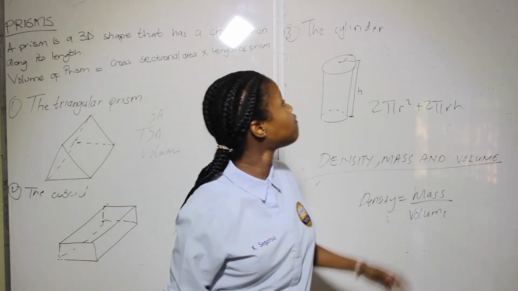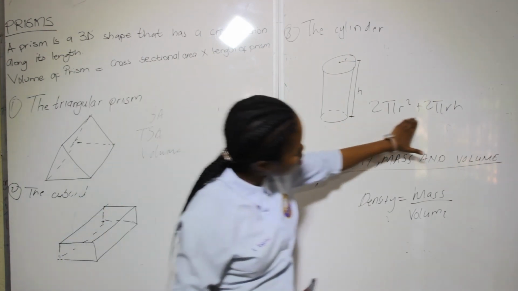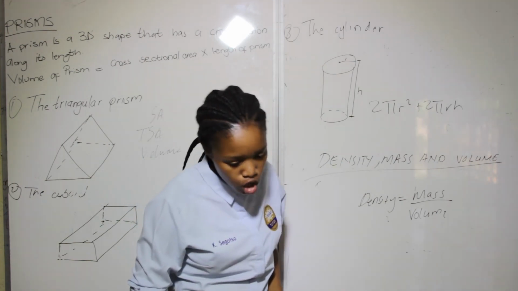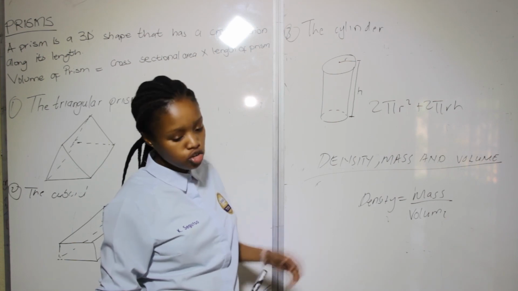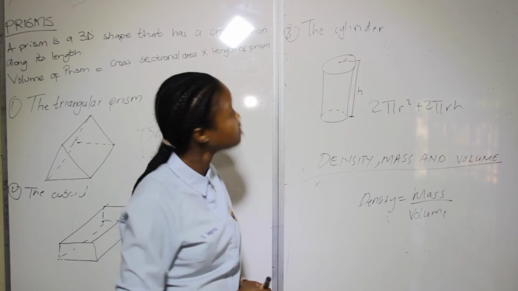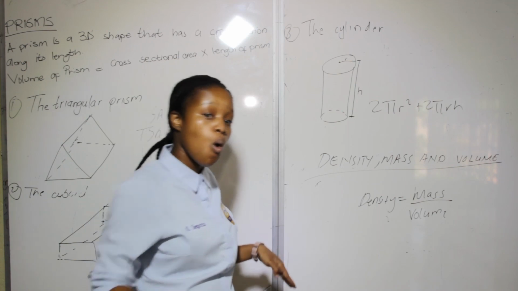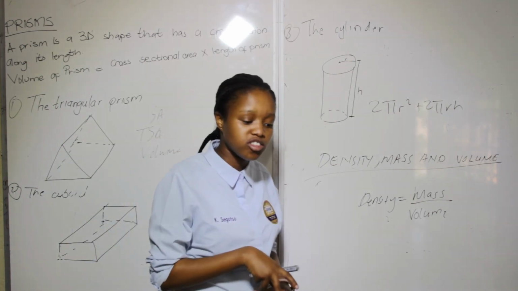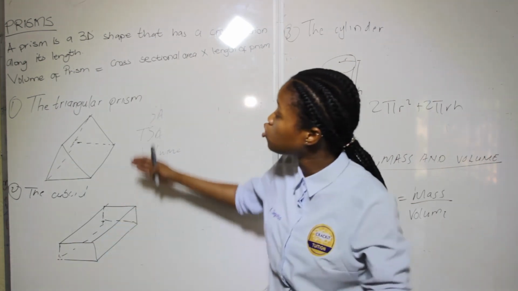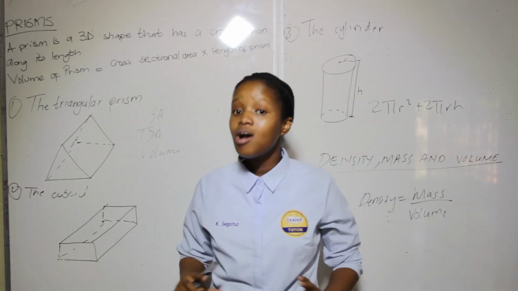And then we have the cylinder. The total surface area of a cylinder is here: 2 pi r squared plus 2 pi r h. So the volume is going to be the area of a circle multiplied by the height. The area of a circle, because when you cut the cylinder through, what's that shape that is going to be exposed? The shape that is going to be exposed there is the circle. Just as you cut your triangular prism, the shape that is going to be exposed there is your triangle.